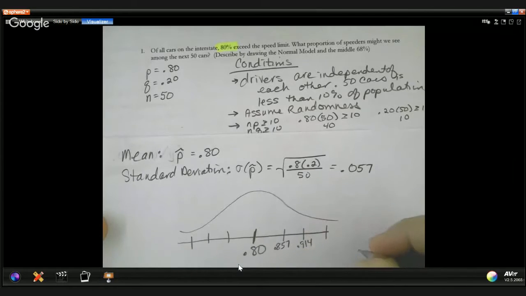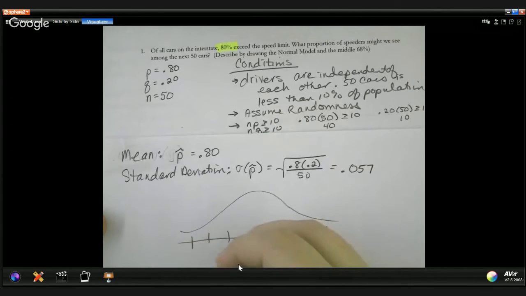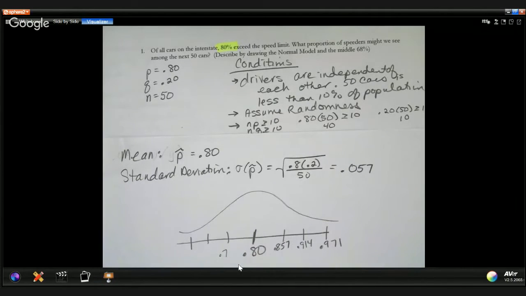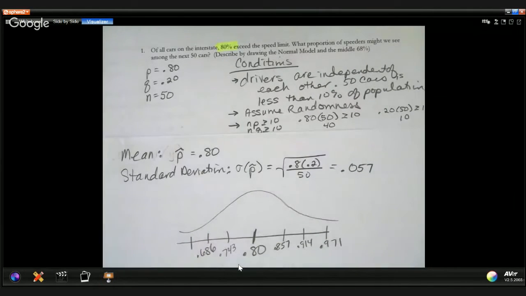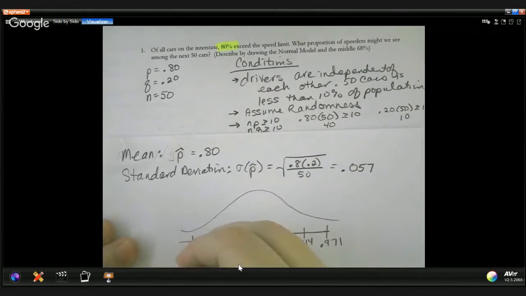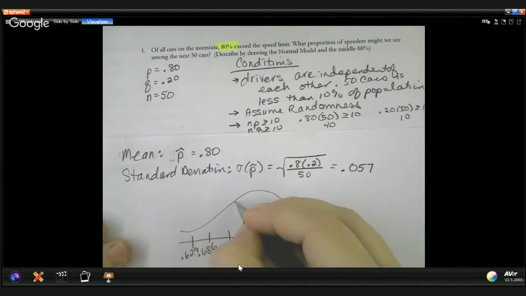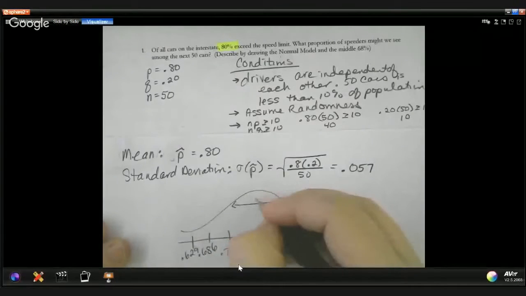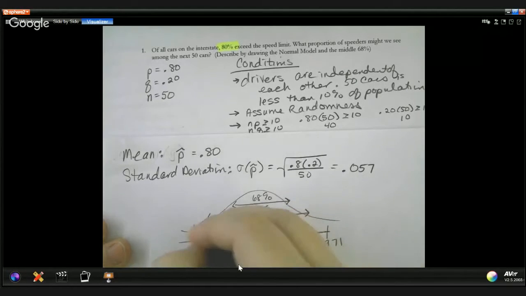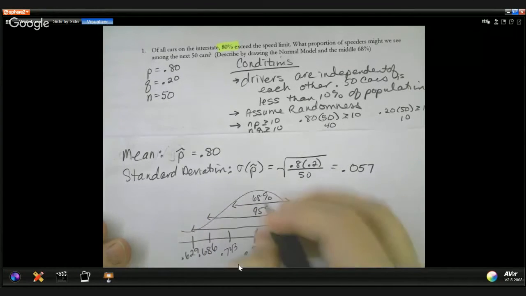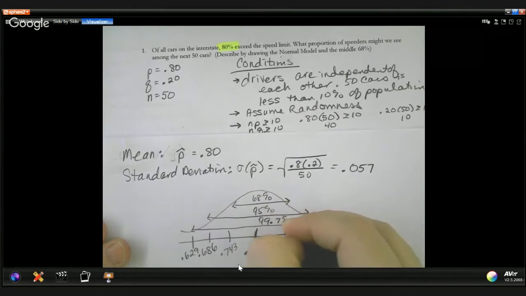0.914, 0.971, and then 0.743, 0.686, 0.629. And so I know that 68%, the bulk of the time, I will get between the first deviations, then 95% of the time, and then 99.7% of the time.